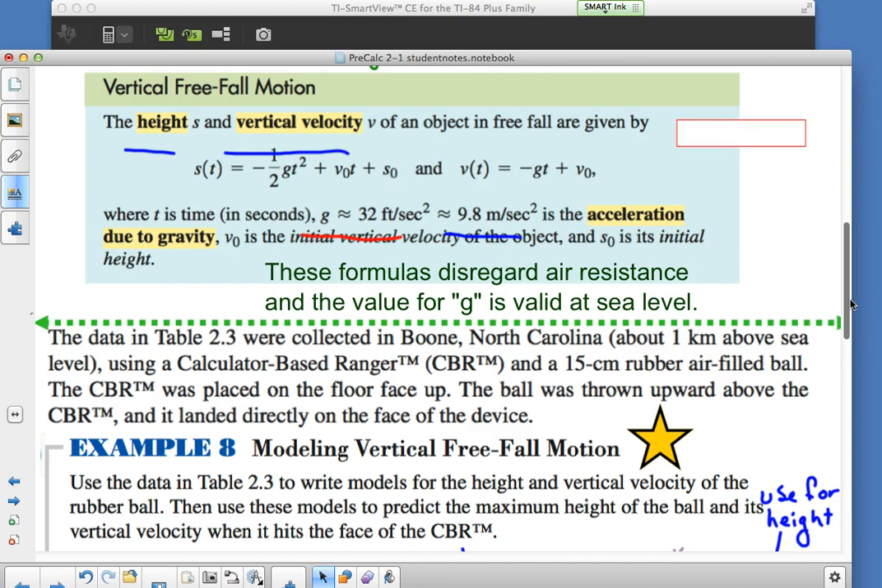The difference is whether I'm measuring my results in feet or meters, which one I would use. And then my V sub naught, which is my initial velocity, and my S sub naught is my initial height, as I read this.